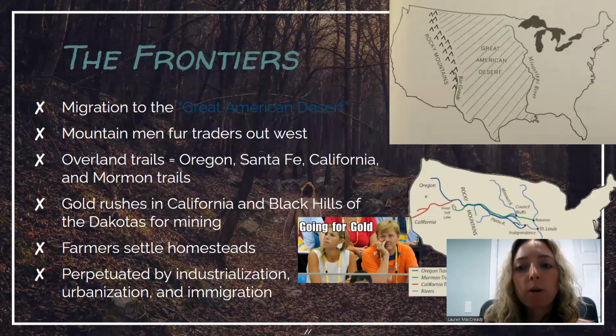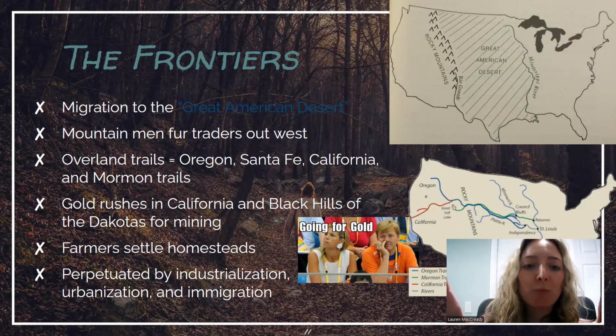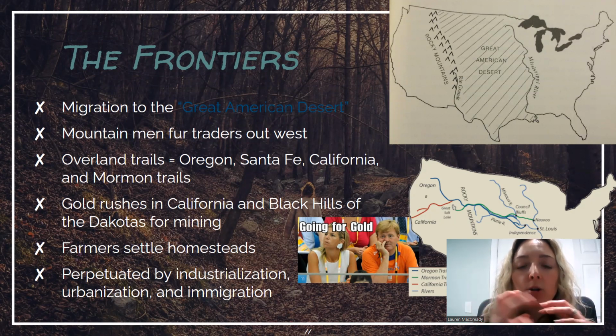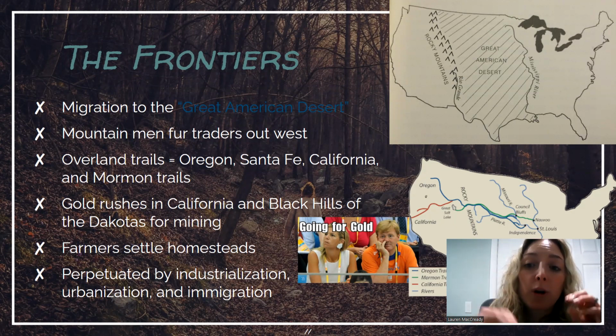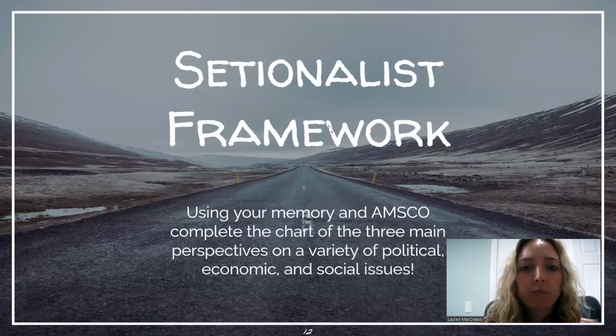Something else we'll talk about a little bit more in the beginning of period 6 is how the processes of industrialization, urbanization, and immigration, how they are so intertwined with each other and perpetuate each other. So we'll put a pin in that right now and revisit that in period 6, but I wanted to mention it here because it is a takeaway that the book does put forth right now.